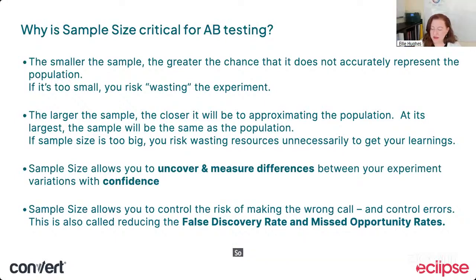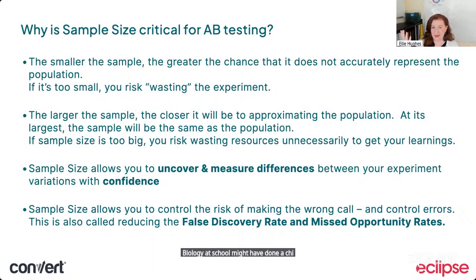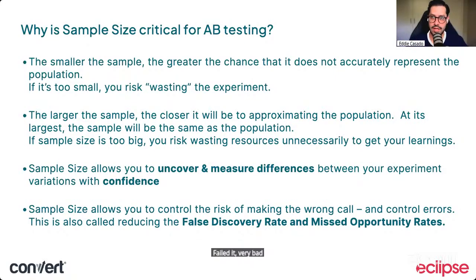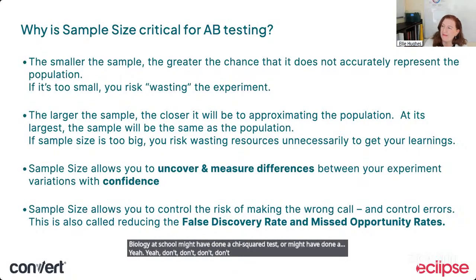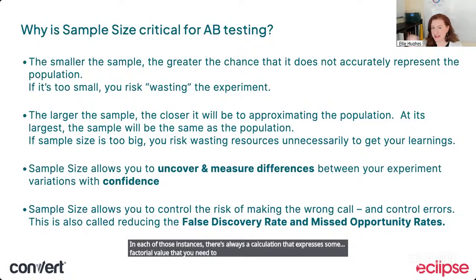So they're slightly different. So when you calculate the statistical calculations that you use when you're doing A/B testing, there are different types of statistical tests you might use, like a Z-test, a t-test. Like any of you who maybe did biology at school might have done a chi-squared test. Don't worry. But in each of those instances, there's always a calculation that expresses some factual value that you need to find, and you're testing against that factual value.